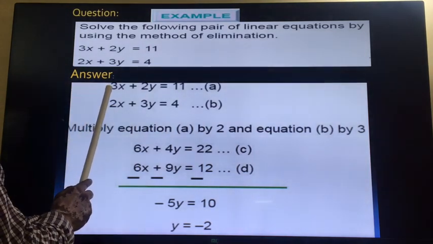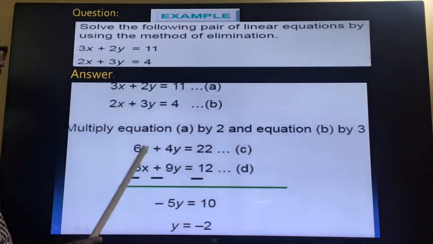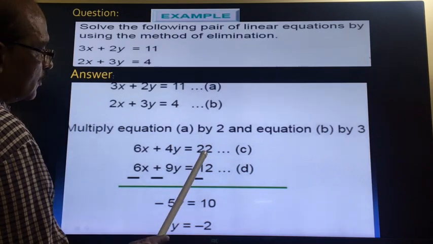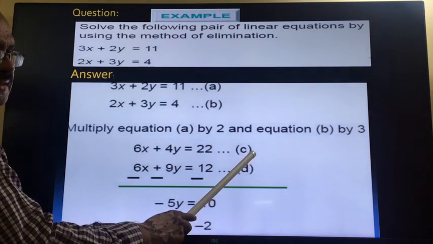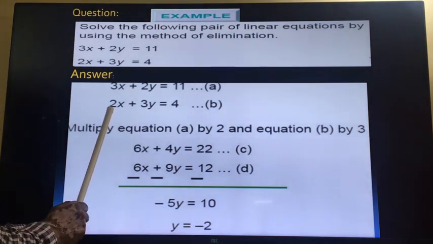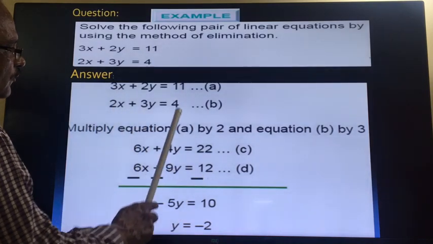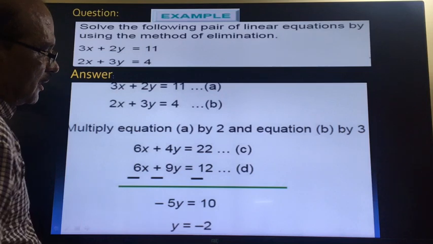So the first equation multiplied by 2: 2 times 3 is 6x plus 2 times 2 is 4y is equal to 2 times 11, 22. Give the number C to this equation. The second equation multiplied by 3: 3 times 2 is 6x and 3 times 3 is 9y is equal to 3 times 4 is 12. Equation number D.